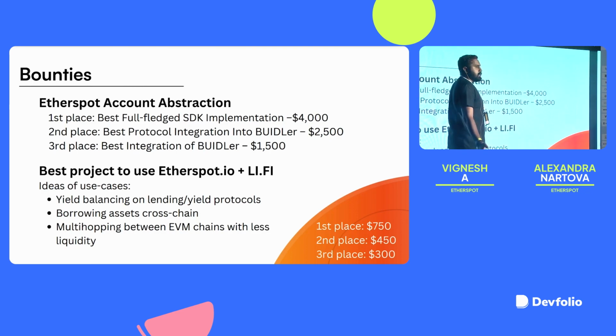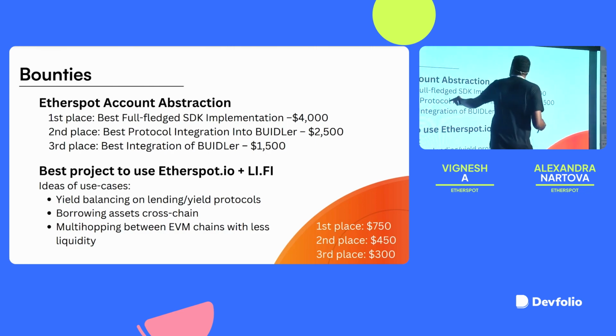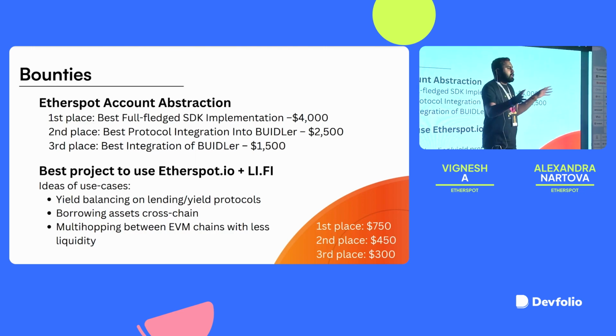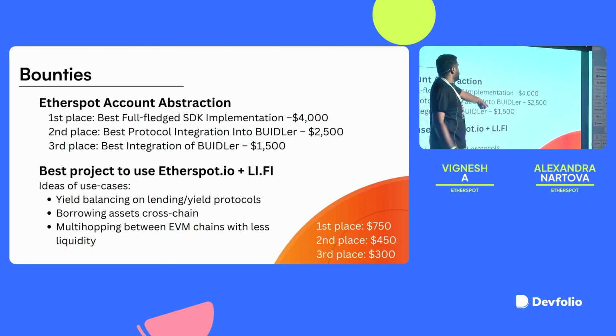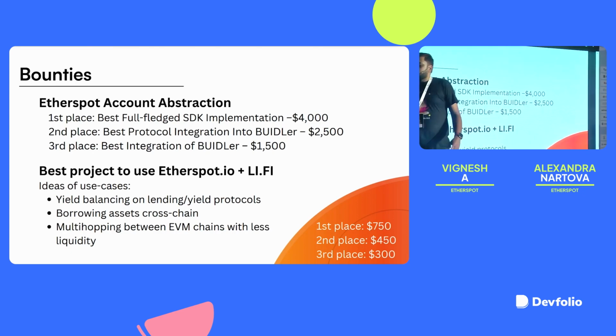Next, we are combining with LI.FI on a bounty to select the best project for that collaboration. LI.FI is integrated with cross-chain swaps and single-chain swaps. For single-chain swaps, you will have the provider inside; just check that it is LI.FI, and then it is valid for this bounty. For cross-chain, everything is valid because we have LI.FI integrated. The first place is 750 USD, the second place is 450, and the third place is 300.